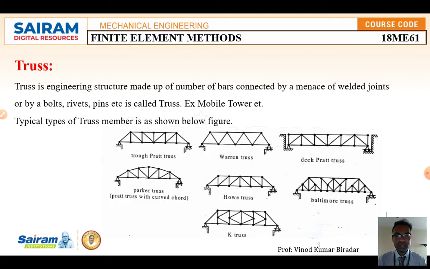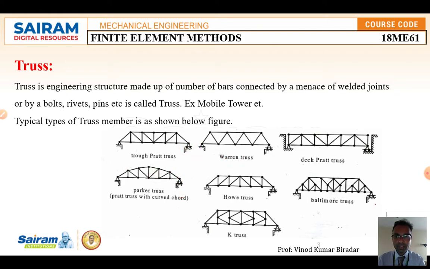A truss element is nothing but an engineering structure made up of a number of small bars connected by means of welded joints, or bolts, rivets, pins, etc. That is called a truss element. As shown in this diagram, many different types of truss element will be there.